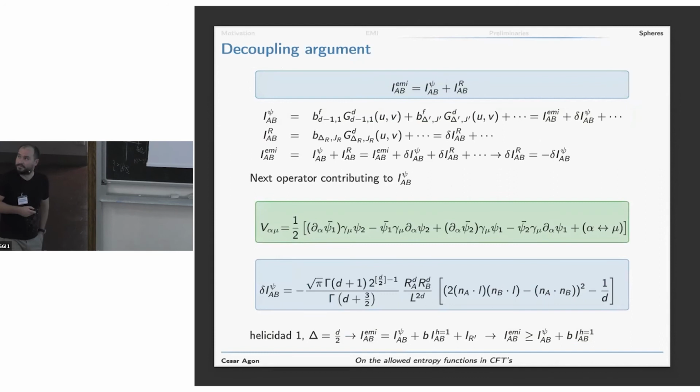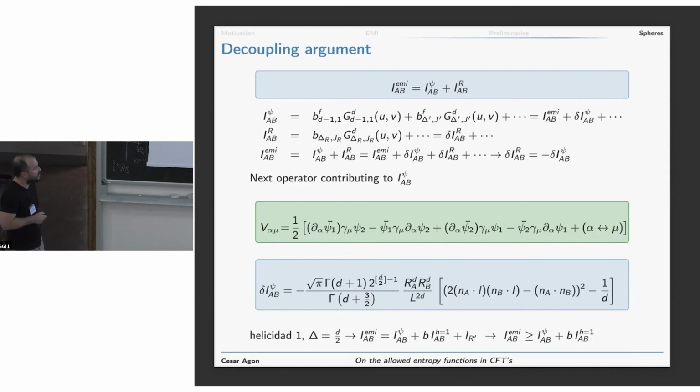Okay, and I think I could finish in 2 minutes. How do we do that? The idea is to use the decoupling argument, but not at the level of the modular flow, but just at the level of the mutual informations. So we knew from the previous discussions that the EMI contains a free fermion and something else. So we try to analyze each of these pieces. So for example, here, I just write the expansion in terms of conformal blocks that this free fermion should have. And I also write the expansion that the rest of the theory can have. So there are some conformal blocks that I don't know exactly, but I can write down this kind of expansion.